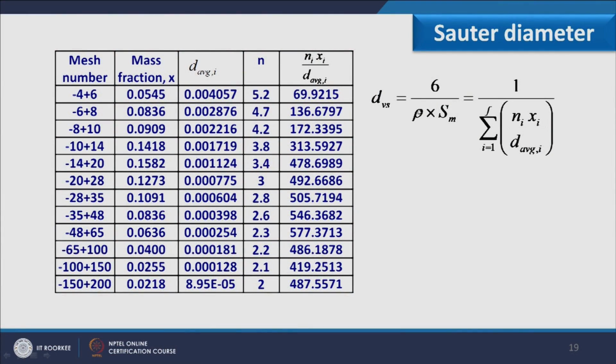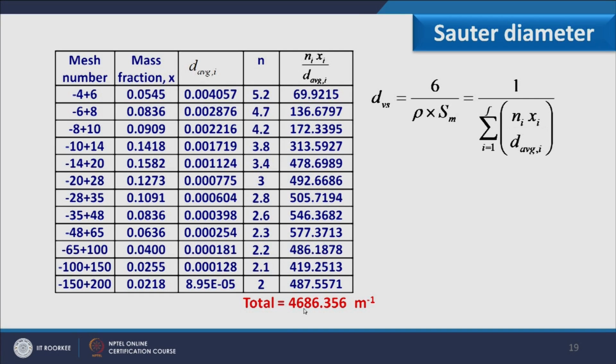Further, I can calculate the Sauter diameter. We are having the expression dVs equal to 6 by rho Sm, where Sm is the specific surface area, which we have just computed. Specific surface area means it is surface area per unit mass, and if you remember, Sauter diameter is the volume surface ratio. So, here we have to multiply Sm with rho to calculate the volume surface ratio. And if I put the expression for Sm over here, the final expression of Sauter diameter is 1 over summation Ni xi over d average i.